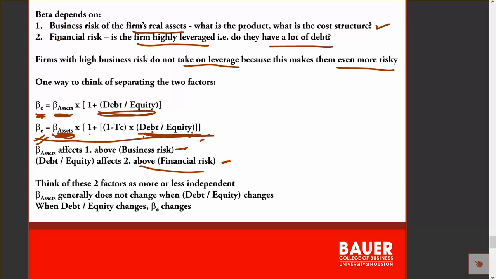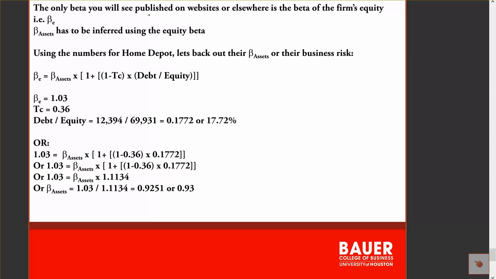So it's like saying, let's say you own shares in Pizza Hut. As long as they continue to sell pizzas, this beta of the assets does not change. But on the other hand, if they take on more debt, then if you're an equity holder now, your stock has become riskier, not because of the business risk, but because of the financial leverage. Okay, so as a firm plays with its debt to equity ratio, this changes and hence BE changes, but the beta of assets does not change. The only beta you will see published on websites is the beta of the firm's equity. The asset beta has to be inferred using the equity beta.